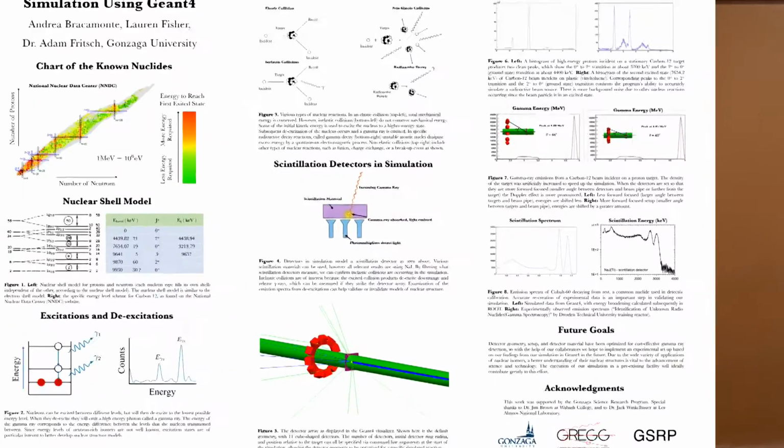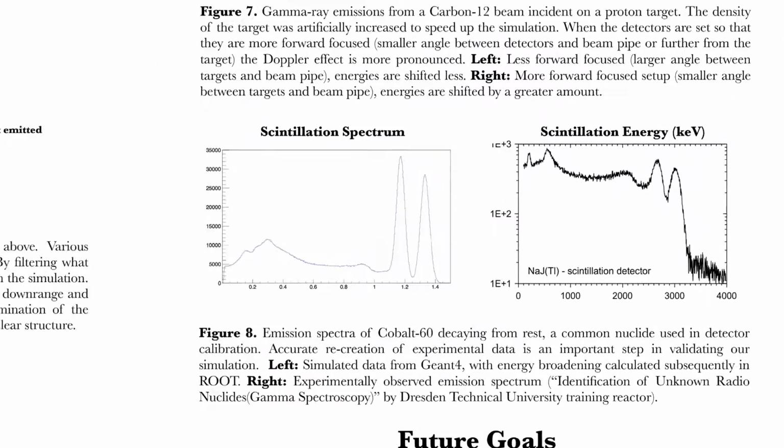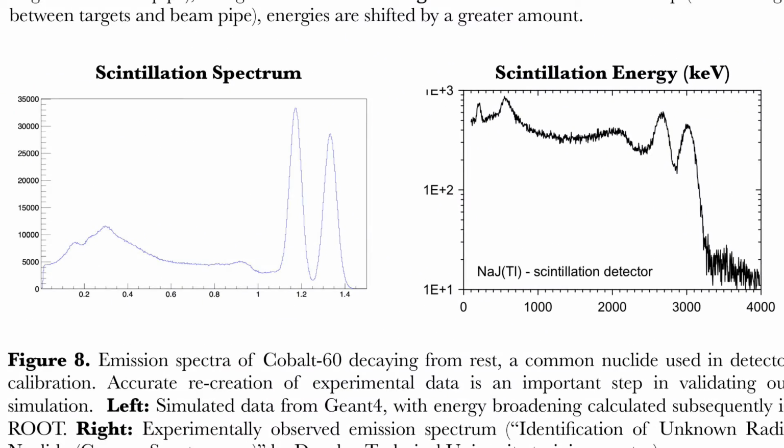In figure 8 on the left is our data, which showed the emission spectra of cobalt-60 decaying from rest. Cobalt-60 is a common nuclide used as a benchmark in detector calibration. As seen here, our graph produced 2 sharp peaks in addition to the Compton edge and backscattering peaks, which are also identifiable in the Dresden Technical University experimental data. This matching data gave us confidence that both our radioactive processes and measurement of gamma rays were being accurately simulated.